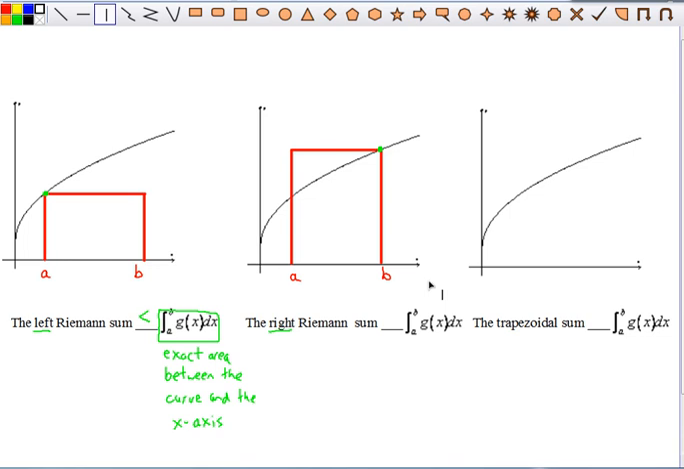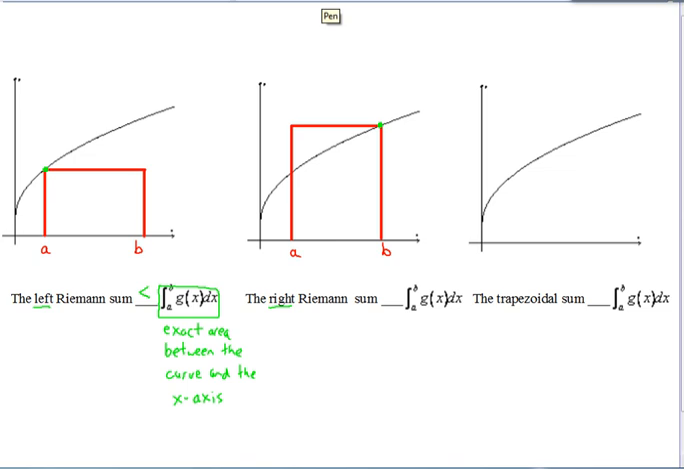And the right Riemann sum, you can see it overestimates this whole section right here, the area of the curve, which is the definite integral. So this time the right Riemann sum would be greater than the exact area with the definite integral. Overestimates. And then the trapezoidal sum, remember how we draw this.